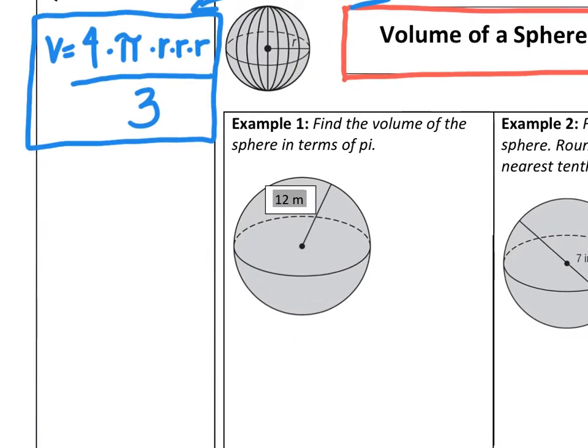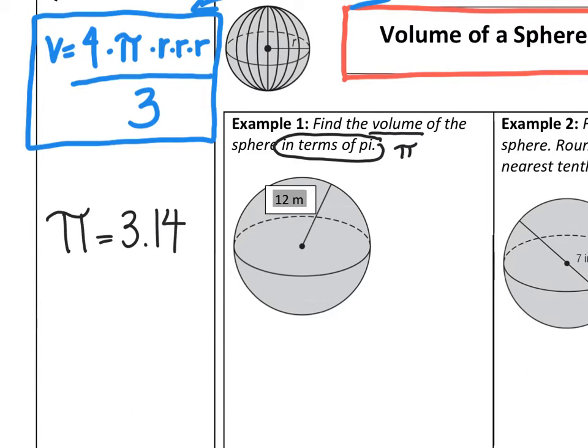So let's look at the first one. It says find the volume of the sphere in terms of pi. That's an important piece of our directions. What it's saying is at the end, we want pi in our answer. Now, if you go over to the left-hand side, I want you to write pi equals, and we all know this already, 3.14. In this case, they don't want us to put in 3.14. They just want us to leave it as pi. So I'll show you what we're talking about.